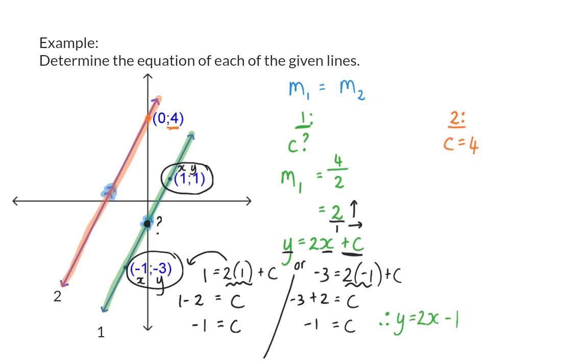For line 2, we already know that the equation is y is equal to mx plus 4, and right at the beginning we mentioned that the two lines have the same gradient because they are parallel. Therefore, we know that the gradient of line 2 is also 2, and the final equation is y is equal to 2x plus 4.